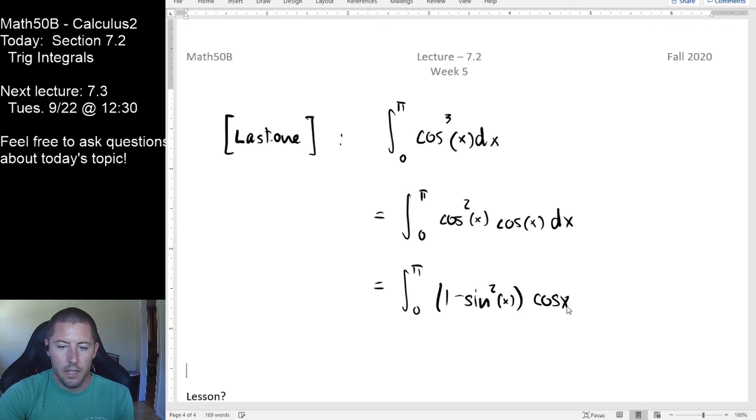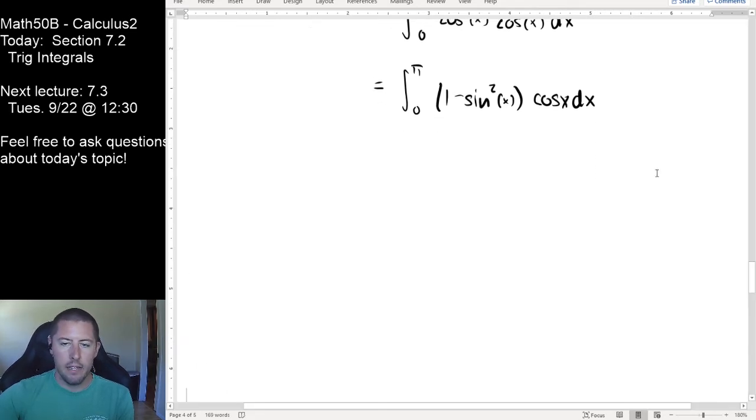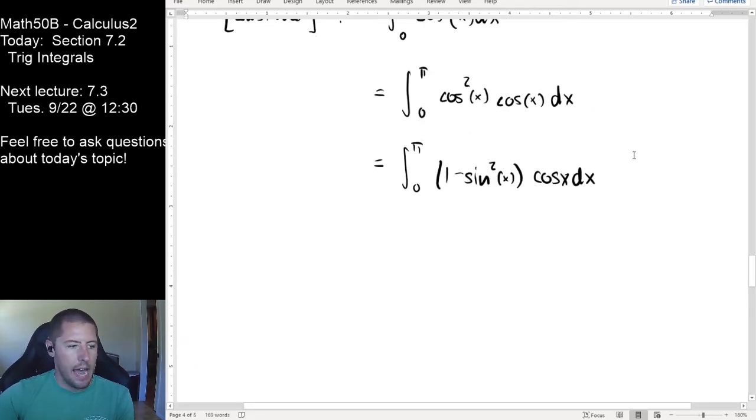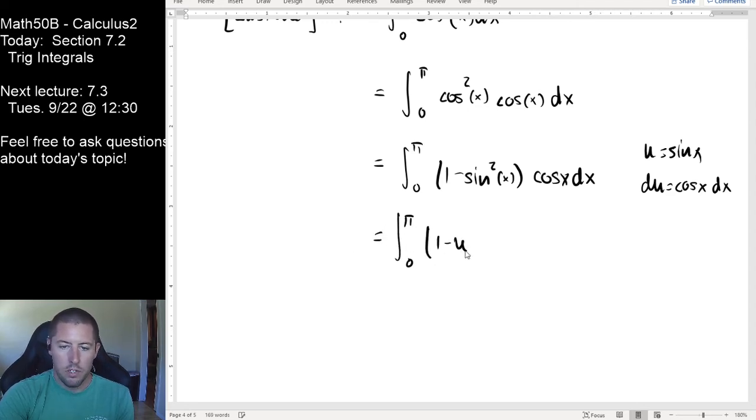And the good news is again, now if I make my choice for a u substitution to be u is sine, then du will be cos x dx, and I've got that part. So I've set myself up for a good u sub here. So u equals sine x, du equals cos x dx. And it looks like we can do 0 to pi, 1 minus u squared, and cos x dx is just du. My integral here, integral of 1 is going to give me u.